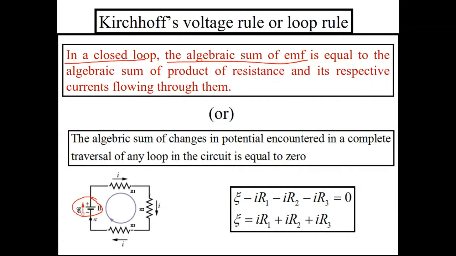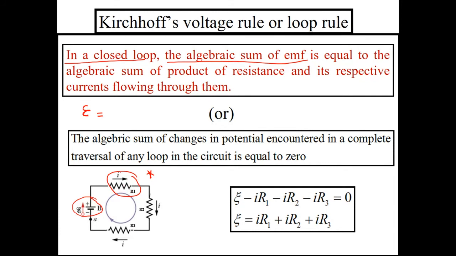So according to this picture, how many batteries do you have? Only one. So the algebraic sum of EMF is equal to, that means I have only one EMF, so it should be indicated with the letter E, which is equal to the algebraic sum of the product of resistance and its respective current. You can just multiply these two, the resistance and its current.